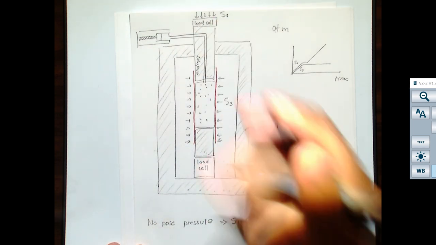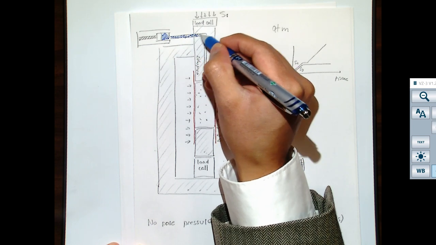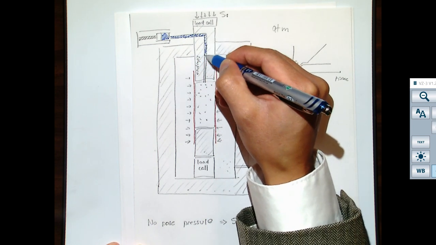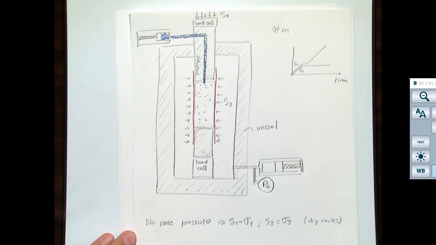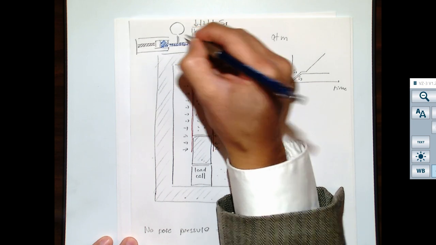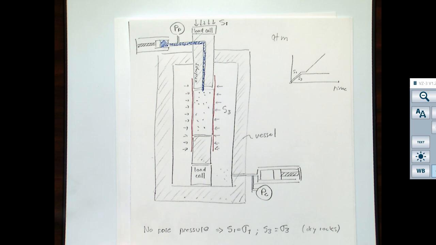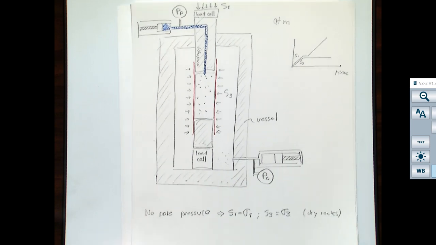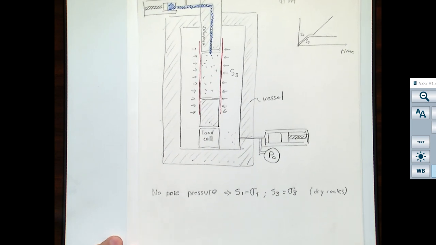And here usually we will fill this with the fluid of interest, which many times is brine. So that goes inside and that pressurizes the fluid in the rock. And if we were to put here a pressure gauge, that will give us what is PP, the pore pressure. And in order to make these experiments realistic, when we fill this with the fluid, we want a pore pressure which is not zero.